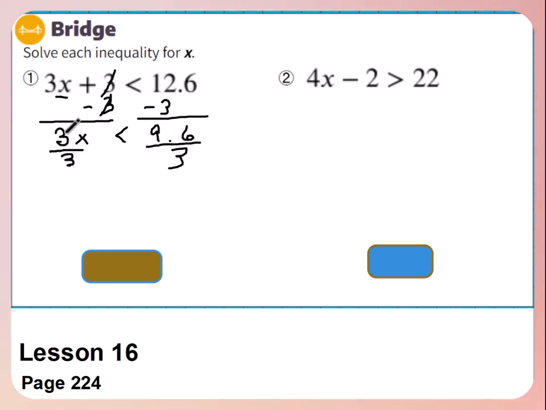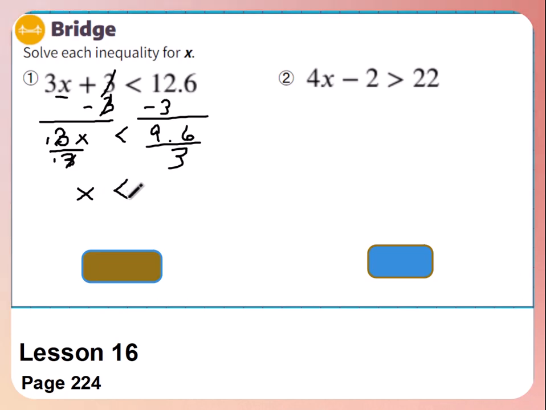And 3 divided by 3 is 1. 3 into 3 is 1. Or you can think of it this way: anything over itself is 1. So all we're left with is 1x. So I'm going to write that x here. 1 times x is x.